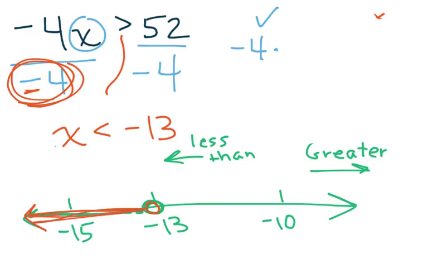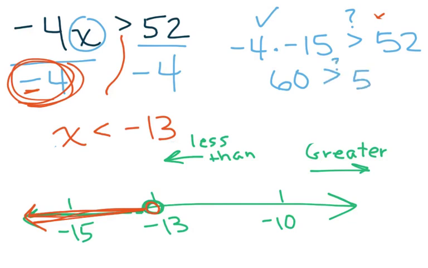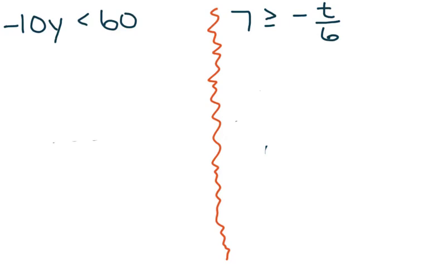So negative 4 times negative 15, is it greater than 52? Negative 4 times negative 15 equals positive 60 because a negative times a negative equals a positive. And 60, is it greater than 52? Yes, it is. 60 is greater than 52. And so it's correct. So your rule is anytime you multiply or divide, either way, by a negative number, then you have to switch the sign. Okay? Let's move on to the next problem.